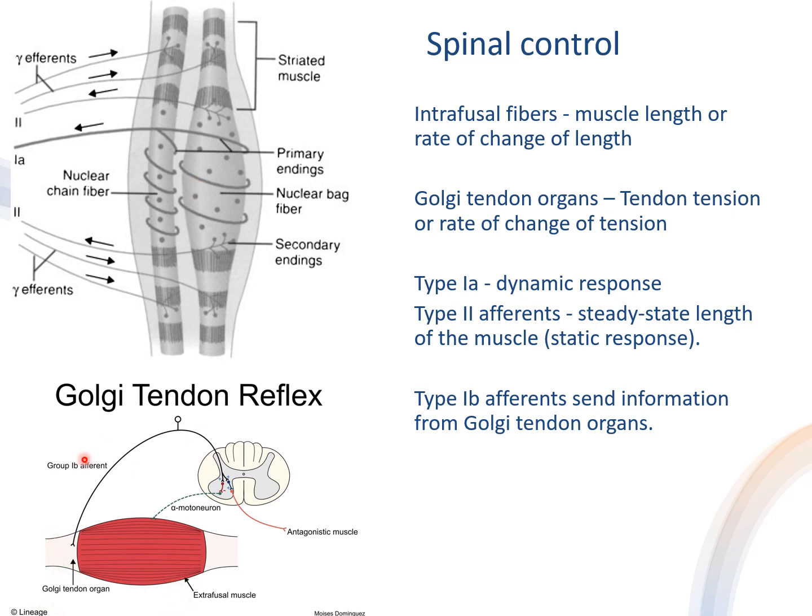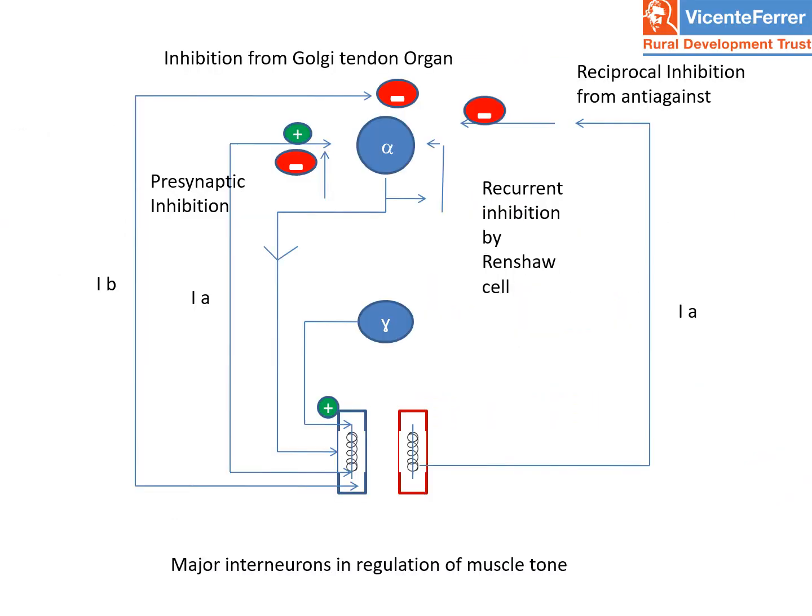Similarly, here you can see the group 1B afferents are supplying the Golgi tendon apparatus, which are located in the tendons. So the change in the tension of the tendons will be sensed by the 1B afferents, which send the information through the dorsal horn to the spinal cord. So this is the main framework of how the spinal control of muscle tone happens.